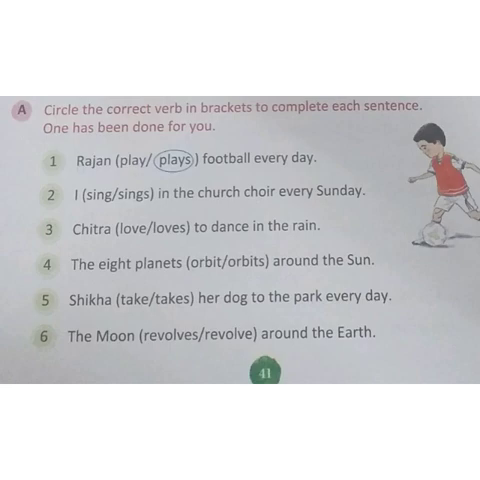Number 3. Chitra ___ to dance in the rain. Love or loves. Chitra is a singular noun. So you will add s to the verb. So Chitra loves to dance in the rain. Next one. The 8 planets ___ around the sun. Orbit or orbits. Here the noun is plural. So the verb will be without s. The 8 planets orbit around the sun.